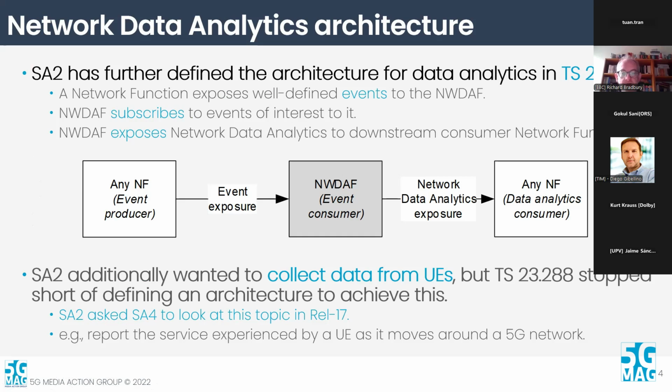So in addition to all of that, SA2 also wanted to collect information from the user equipment, from the mobile terminal devices, but they stopped short of defining an architecture for that particular aspect. And they asked the SA4 group, which I attend, to have a look at this. This is all in release 17. An example of that might be, a UE is moving around the network and experiencing different levels of service from the radio access network, for example. So to be able to report that sort of service experience to a central function is really valuable information. So basically, they asked SA4 to look at this.